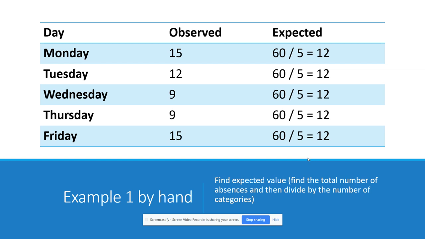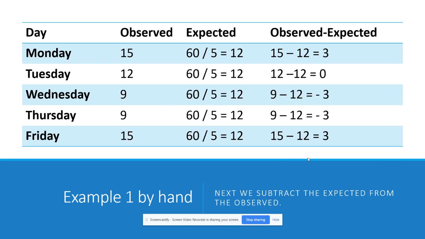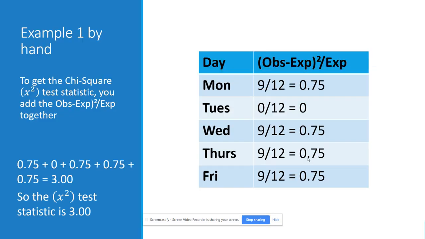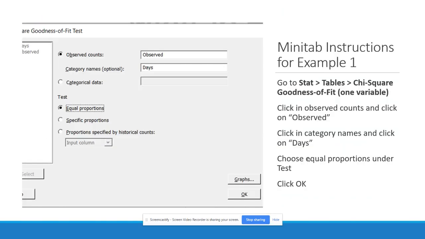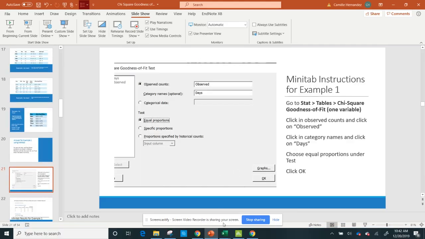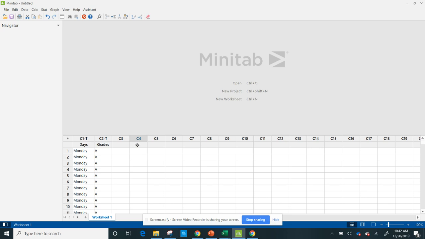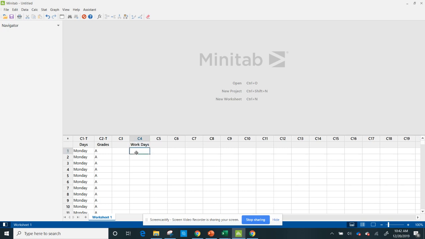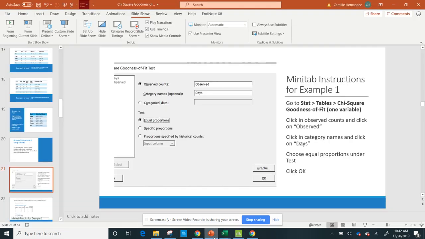Then I could do this by hand to figure out the observed and the expected, but I don't want to do that because it can take some time. What I want to do is do this in Minitab. The first thing I'm going to do is go to Minitab and make a column that says work days. And if you get confused, you are more than welcome to go into Minitab and put what I have.